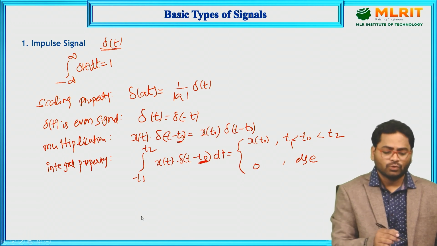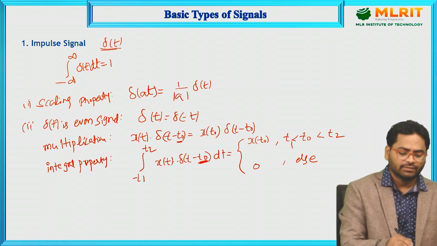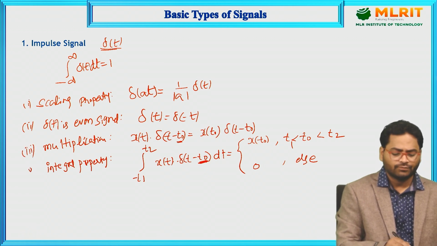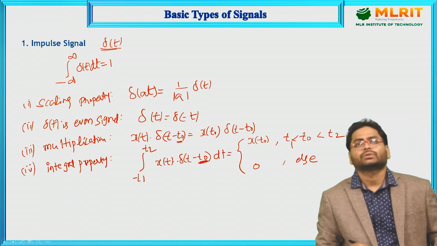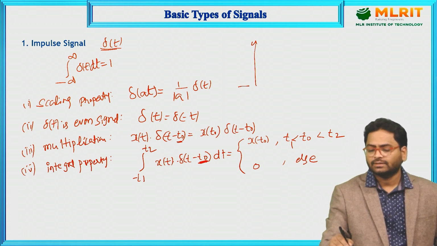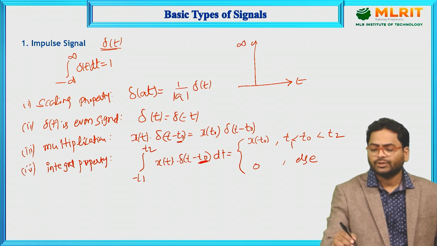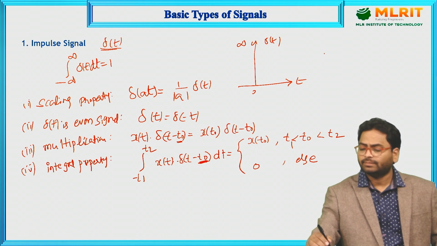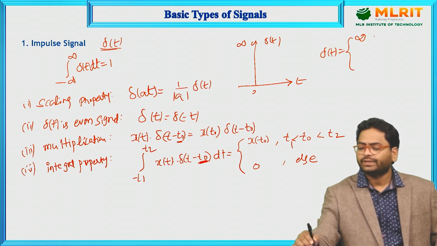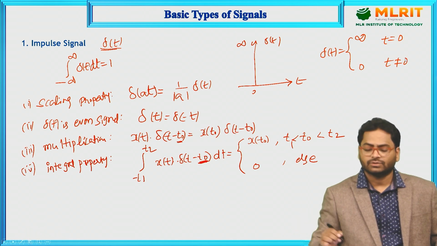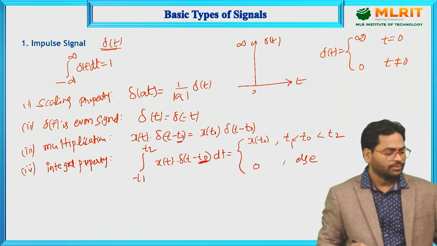These are the four main properties: first scaling, second the even function, third the multiplication property, and fourth the integral property. So this is about the impulse function. We represent the impulse function like this: amplitude is infinity at t equals 0, and mathematically del of t is infinity where t equals 0 and 0 where t is not equal to 0. This is about the continuous time signal.